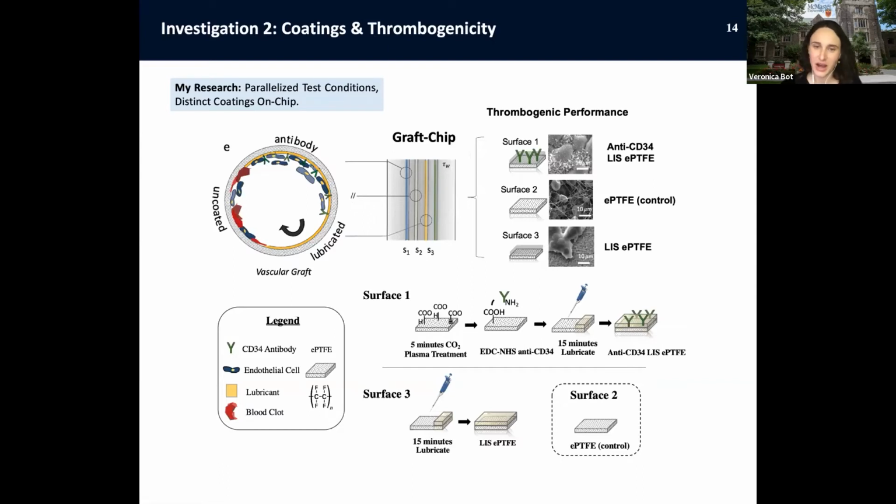We implemented a novel antithrombogenic coating called a lubricant-infused surface in parallel with unmodified surfaces, PTFE, and we assessed the thrombogenic performance of these surfaces in parallel. So it's a very interesting application, very informative, I thought, and very efficient. Very briefly, this was achieved using liquid infiltration of the coating agent, as well as a series of conjugation steps using EDC NHS with an endothelial antibody for our third distinct test condition.